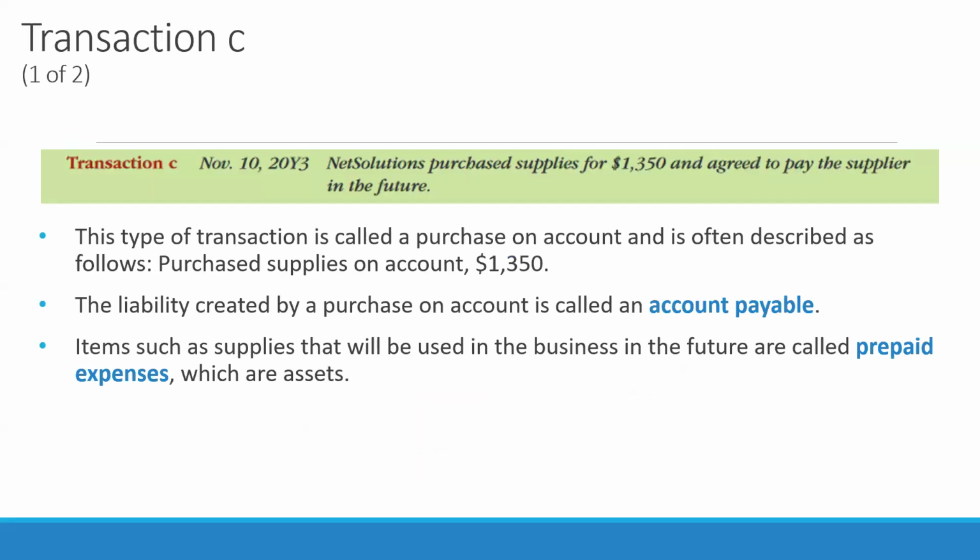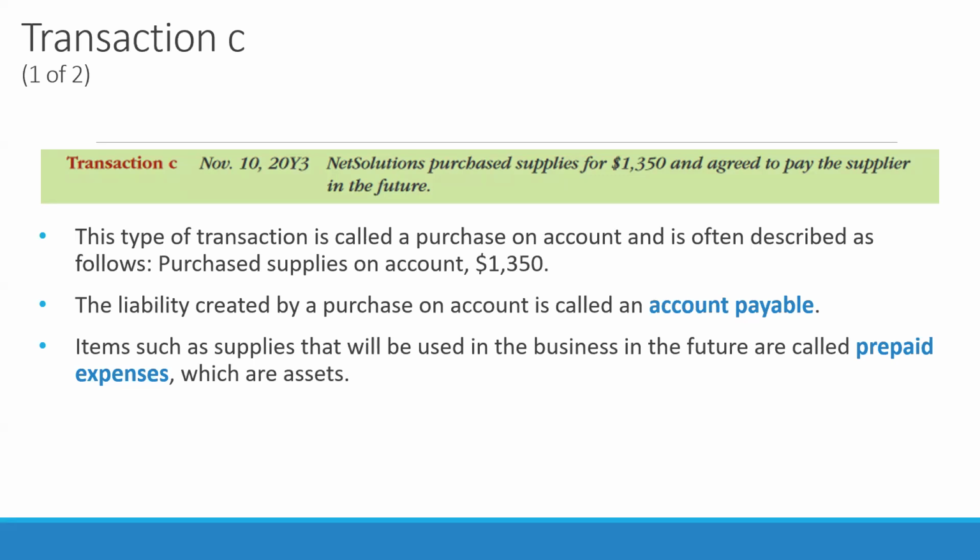If you purchase supplies and agree to pay the supplier in the future, this creates what's called an accounts payable, which just means it's a bill. It's something that you're going to owe in the future. This can also be abbreviated as AP.